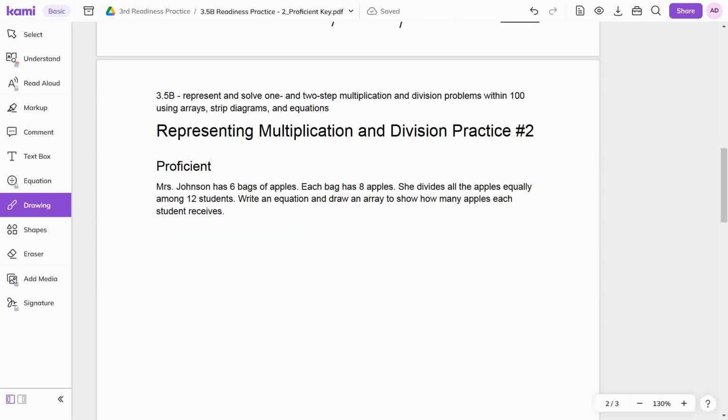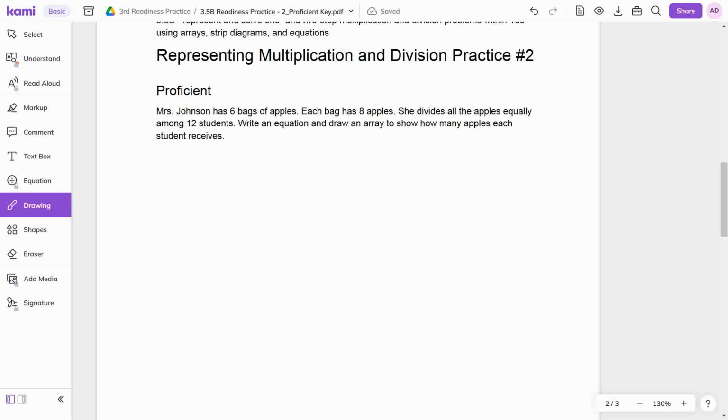For our next problem, we've got Mrs. Johnson. She's got 6 bags of apples. Each bag has 8 apples. And she's going to divide them equally. So we need an equation and an array to show how many apples each student receives. Let's start with that equation.